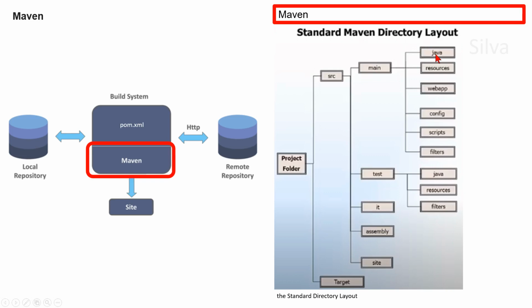Here you can see src/main/java, application and library sources. Here you can see src/main/resources. This is application or library resources. Here you can see src/main/filters, resource filter files, and you can see src/main/webapp, web application sources.